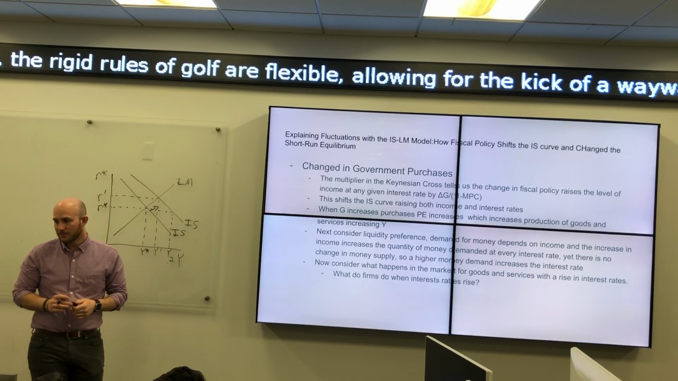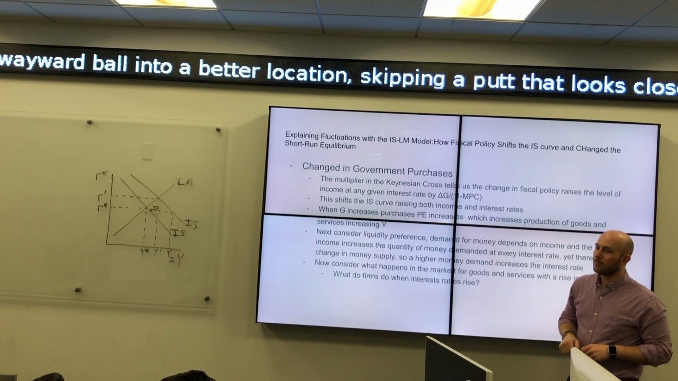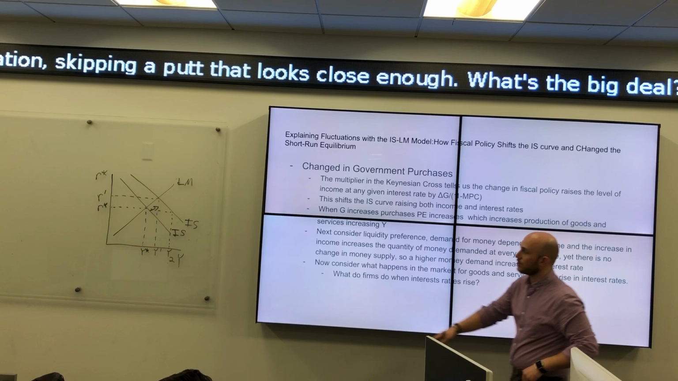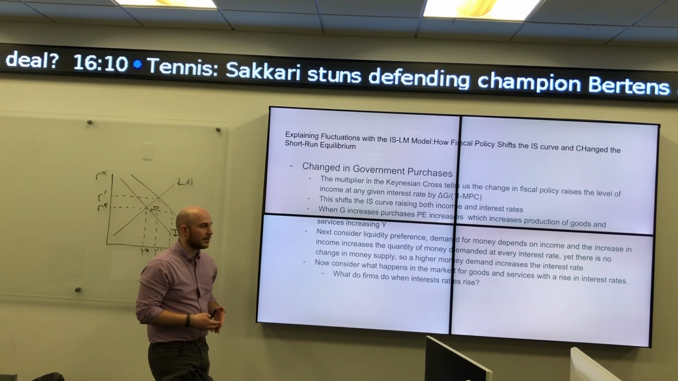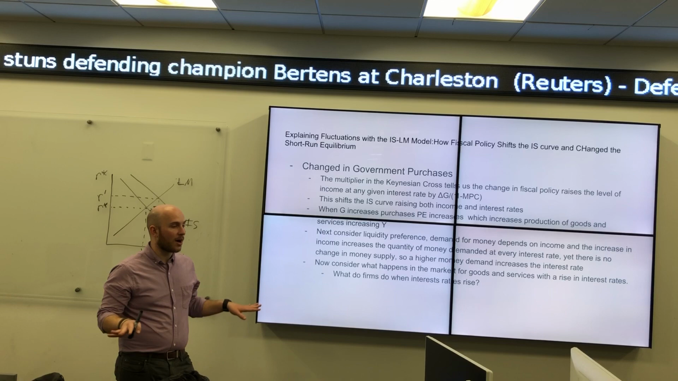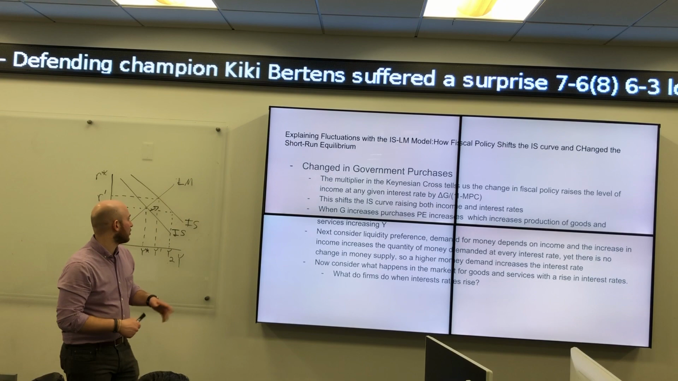So when G increases purchases, planned expenditure increases, which will increase the production of goods and services, which will also increase Y, which is what we show with this first change, right? But next we have to consider the liquidity preference. Demand for money depends on income. So if we have an increase in income but the quantity of money has not changed, then for every interest rate, there will be an increased demand for cash or money. But since there's no change in the money supply, we actually have to see a higher interest rate to compensate.